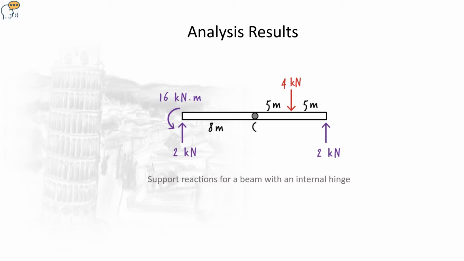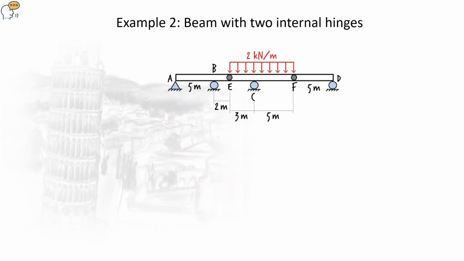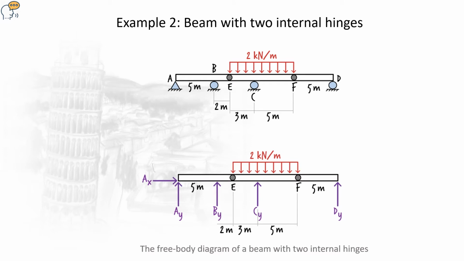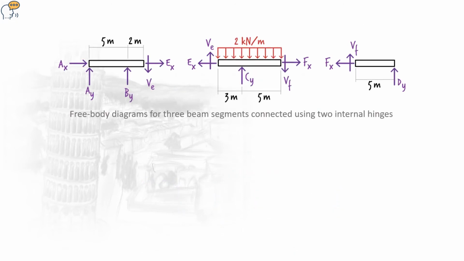But what if the beam has multiple internal hinges? How do we analyse it? Here is a beam with 2 internal hinges, one at point E and the other at point F. The beam rests on 4 supports, a pin support at point A and 3 roller supports, one at point B, point C and point D. Therefore, as shown here, the number of support reactions is 5. Note that the two hinges divide the beam into 3 segments.